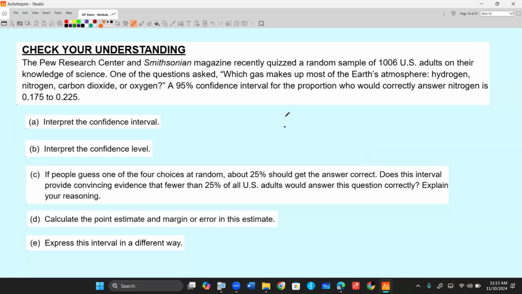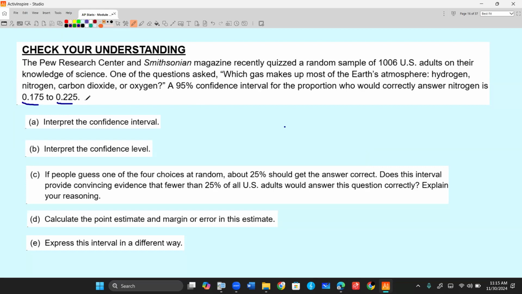The Pew Research Center and Smithsonian Magazine recently quizzed a random sample of 1,006 U.S. adults on their knowledge of science. One of the questions asked, which gas makes up the most of the Earth's atmosphere? Hydrogen, nitrogen, carbon dioxide, or oxygen? A 95% confidence interval for the proportion who would correctly answer nitrogen is 0.175 and 0.225.